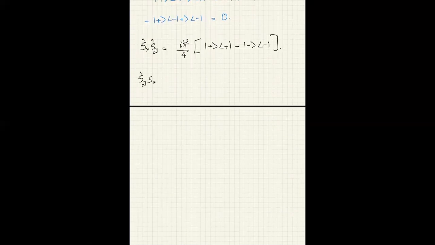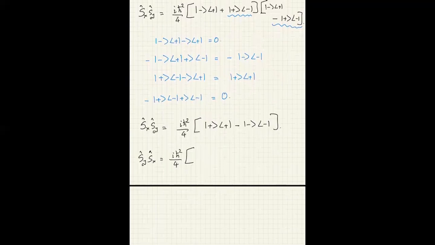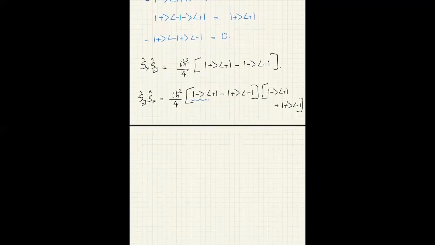Okay. So let's calculate SySx. SySx would be equal to, again, there'd be an i h bar squared over 4, but this time I had to switch the order of multiplication. So I will do minus plus minus plus minus times minus plus plus plus minus. Okay, again I will do it slowly. I'll first multiply this one with this one. I will get minus plus minus plus, and this would be equal to 0 because the overlap of plus minus is 0.